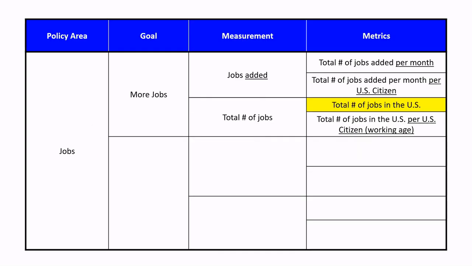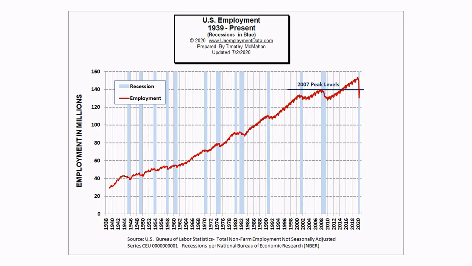Total number of jobs in the U.S. Again, the Bureau of Labor Statistics keeps that. Here's a representative graph from them. You can clearly see the upward trend from all the way back to the 1930s. You can see the 2008 financial crisis, the dip due to that, and then right at the end of the graph you can see a pretty bad drop due to what we're going through right now. Again, the Bureau of Labor Statistics keeps this data, and presidents tend to use this data.